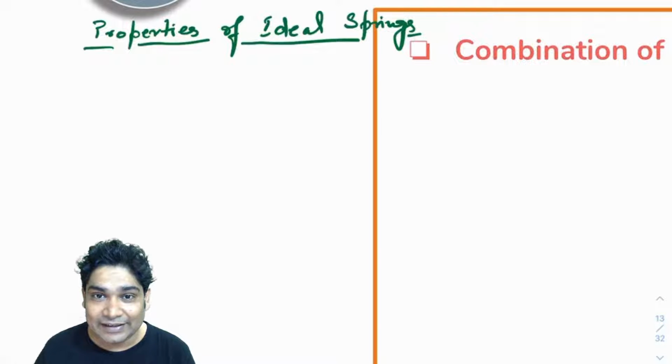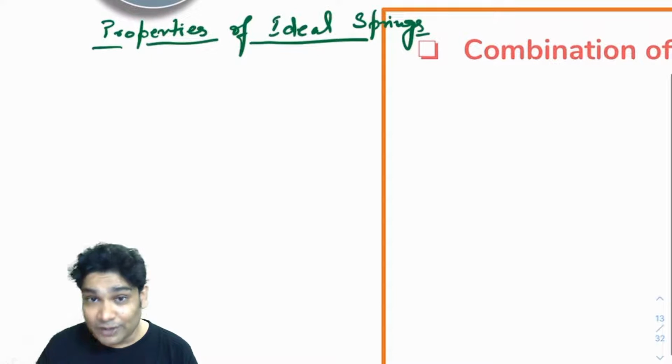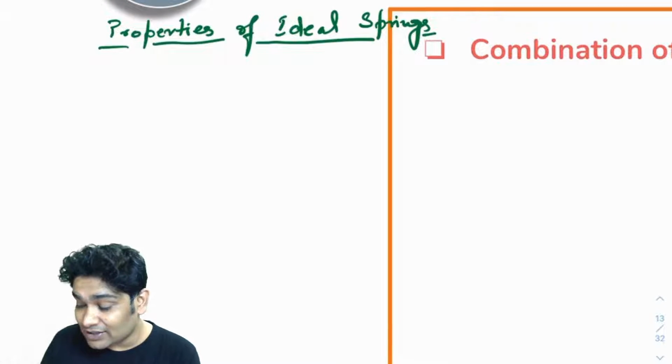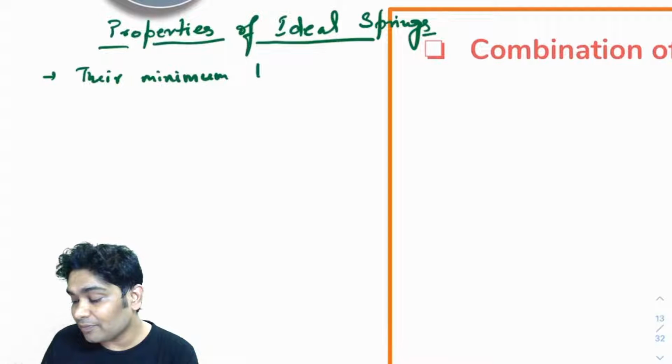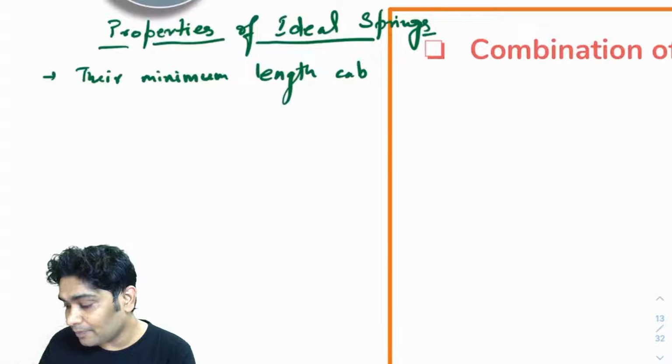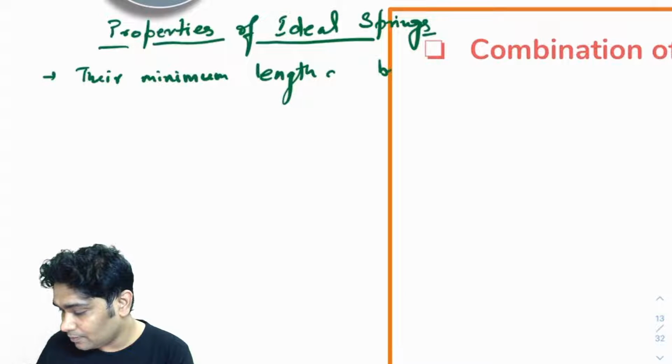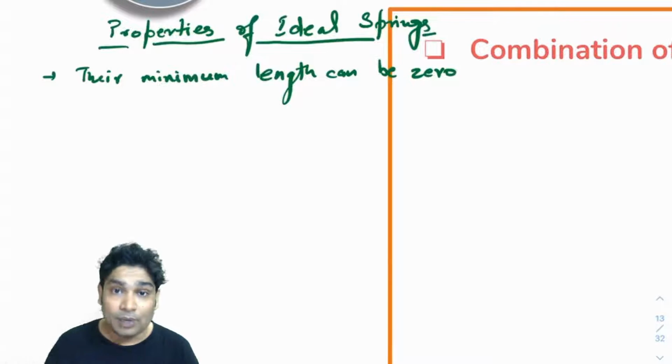All right, now properties of an ideal spring, as I was saying. So first is their minimum length. Their minimum length can be zero. So that's the first important point.